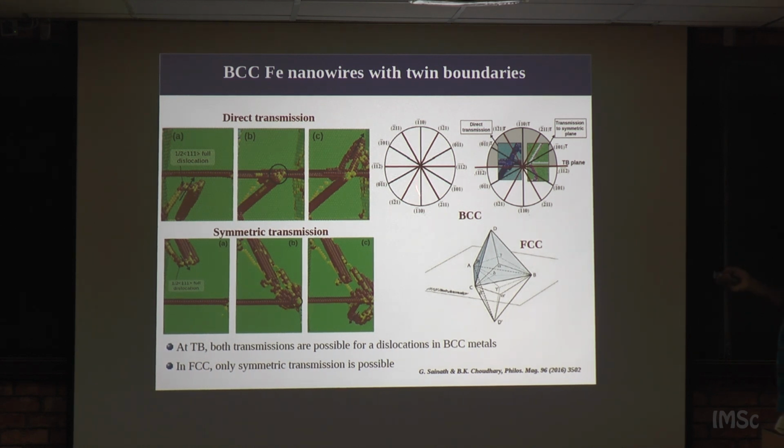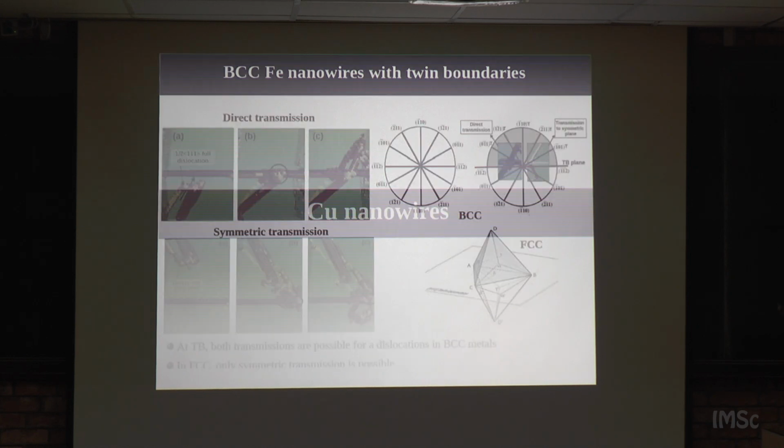Basically, these two reactions are not both possible in FCC systems. In FCC, what we observed is symmetric transmission, but in BCC direct transmission is also possible. That is basically the structure of the systems; the slip planes are favorable for direct transmission as well as symmetric transmission.